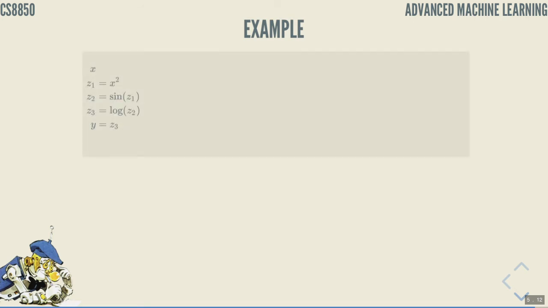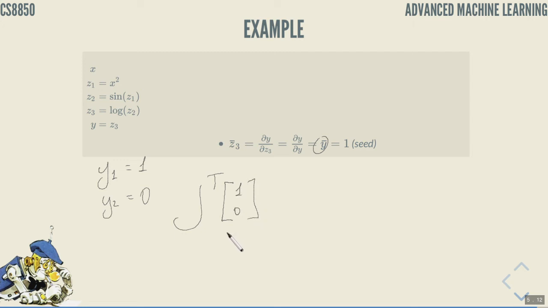Let's continue the example. The forward computational graph is done. We went through all of the steps and we computed the output. Let's go backward now. So let's compute the adjoint of z3. dy by dz3 is nothing but dy by dy. So the adjoint of y is 1. We've started with this adjoint. Now imagine that we had similarly y1 and y2 as in the previous example. If we set y1 to 1 and y2 to 0, we will end up computing a column of the Jacobian transpose.